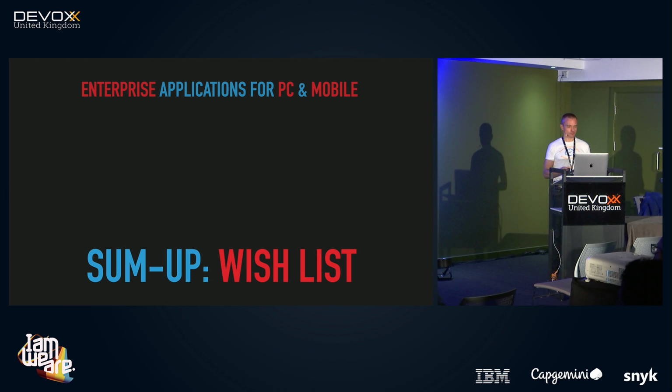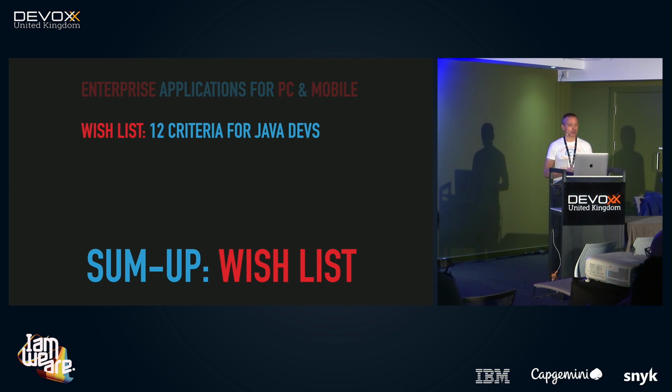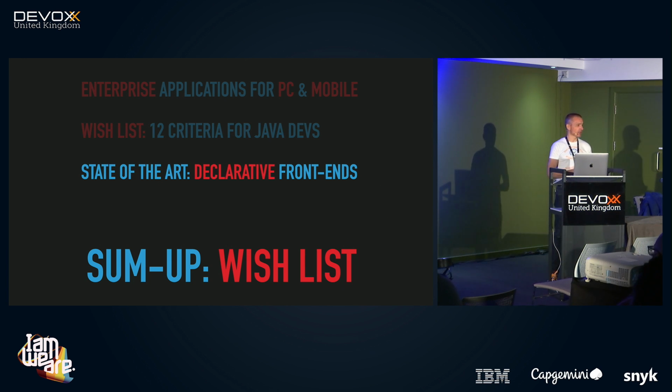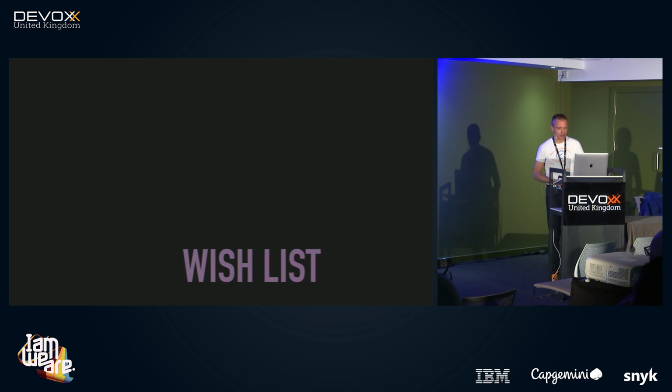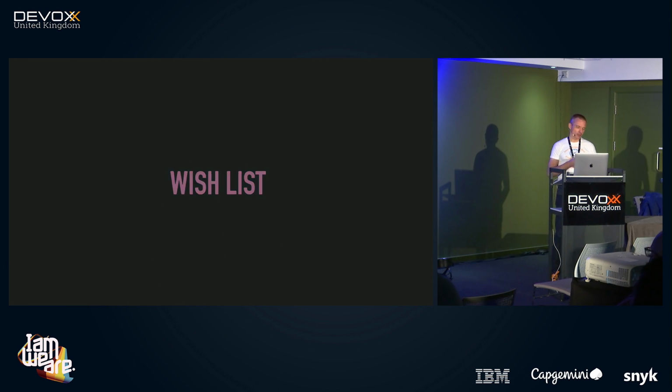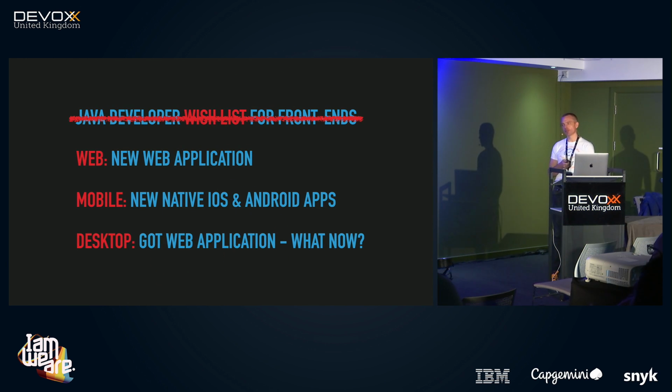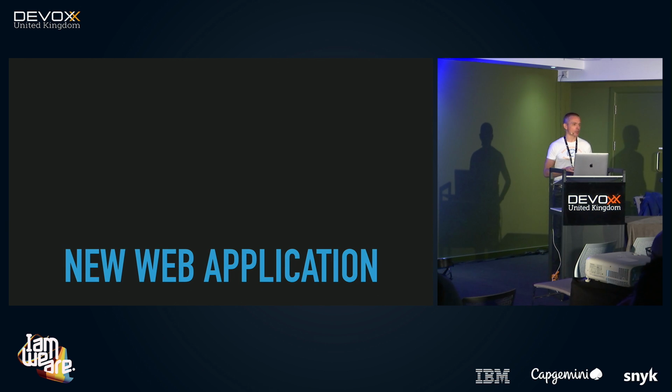So let's sum up. We want to build enterprise applications for PC and mobile. We just saw our wish list. The state of the art is declarative, and we want to measure popularity. So that was the first item of the agenda. Now onto the web application.